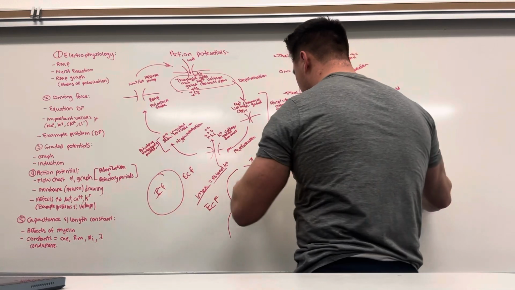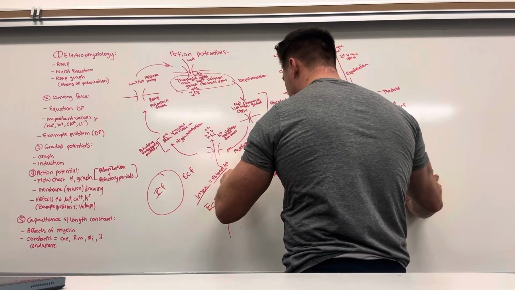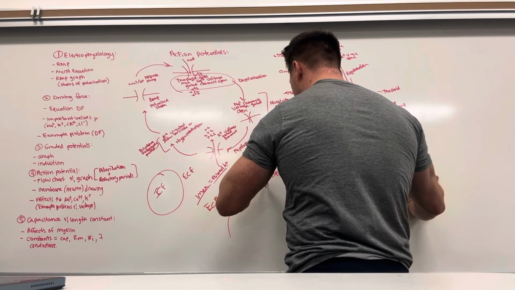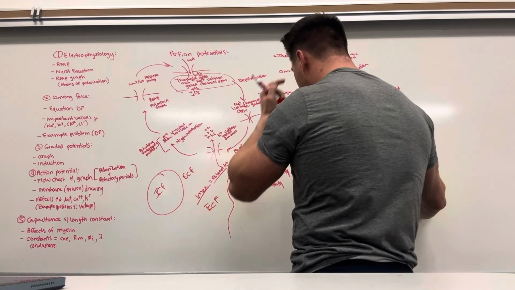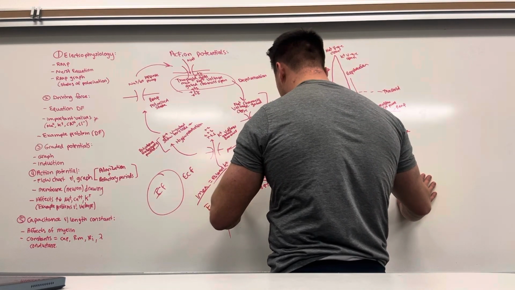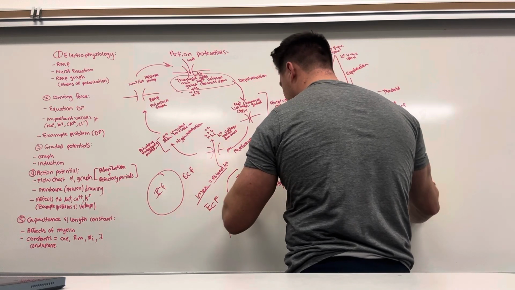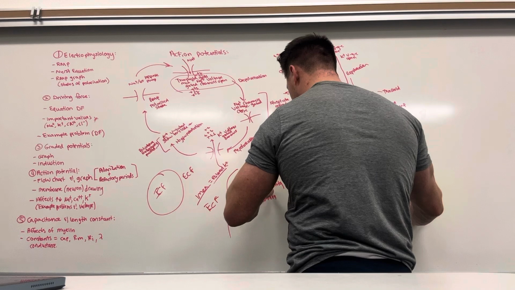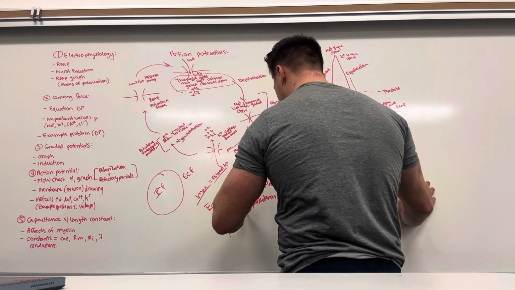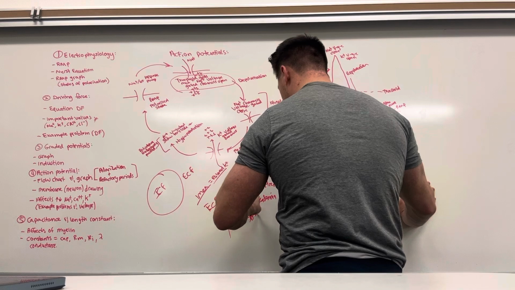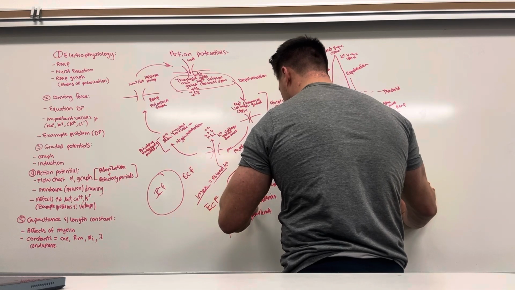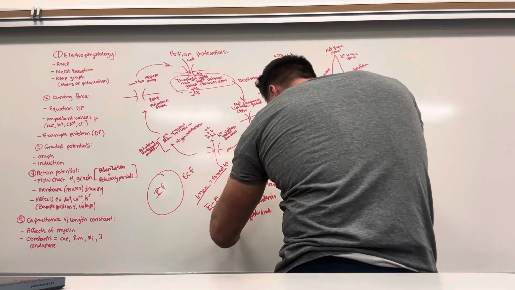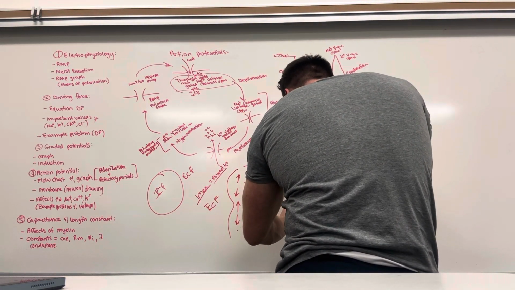Hypernatremia, okay? If it decreased, we call that hyponatremia. If it increased in potassium in the ECF, we call it hyperkalemia. And if it decreased, we call it hypokalemia. Okay? So we call that hypokalemia. Hyperkalemia, hypokalemia.